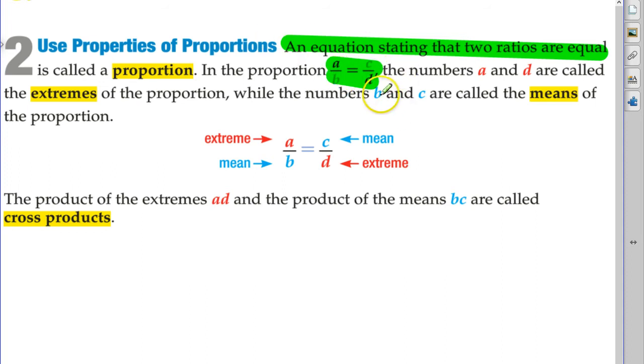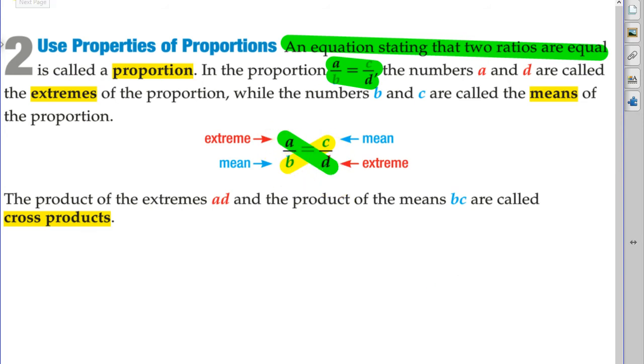A over B equals C over D. Now the numbers A and D, they're called the extremes. B and C, they're called the means. We will come back and talk about that next chapter, why we call one the extremes and one the means. Okay. But what you probably remember also from proportions is whenever you have the extremes and the means, you multiply those together. A times D, B times C, those are what's called cross products. So that's basically what we use to solve proportions. Okay, take the cross product.